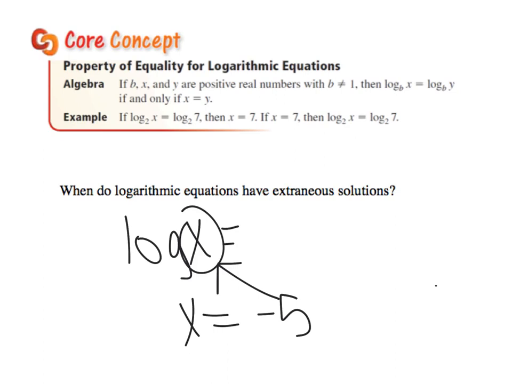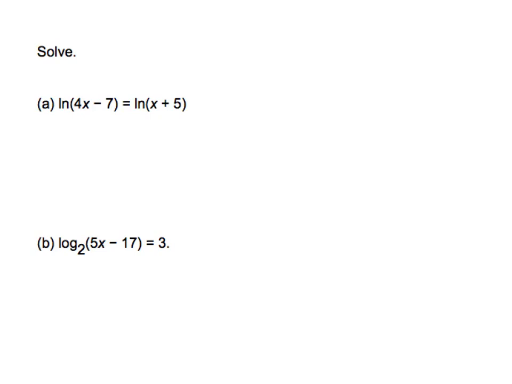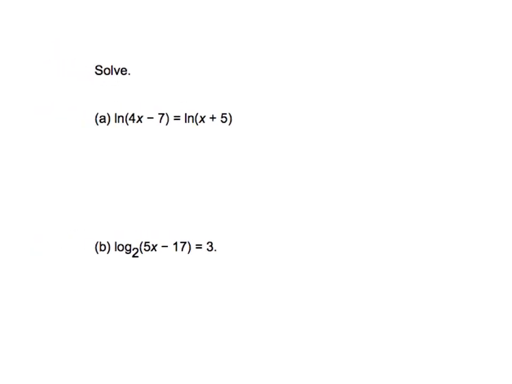Let's actually look at this property of logarithmic equations. Basically, if you have the log with the same base on both sides, then what you're taking the log of is equal to each other. So in this example, log base 2 of x equals log base 2 of 7, you have the same log of the same base, which means x would equal 7.